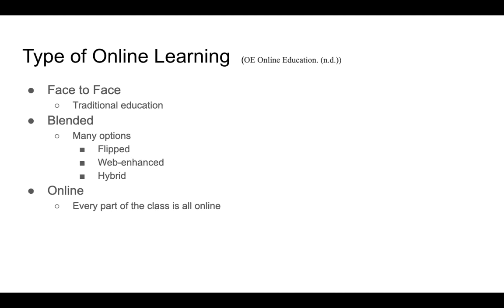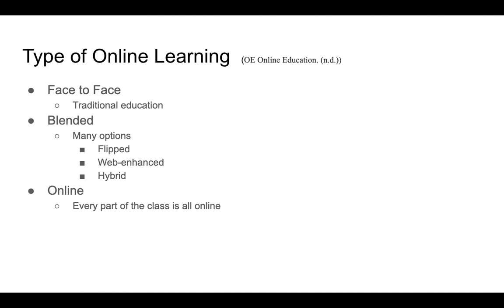And then I will also review how specific learning environments fit with the specific learning theories that we have. There are many types of online learning and classroom learning in today's society. According to OE Online Education, there is face-to-face, which is a traditional learning experience where teachers are speaking and students are listening. We have the blended learning environment, which is a combination of using technology and teacher-led instruction.